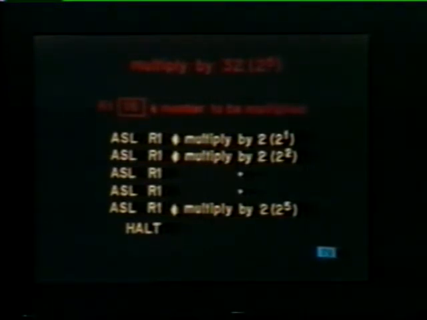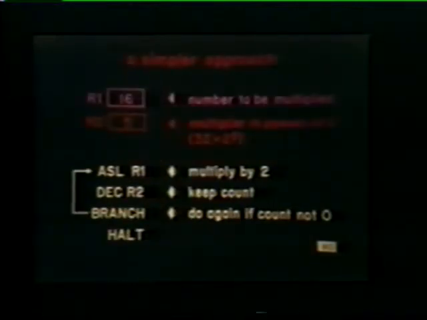Can we reduce the number of instructions required to perform this multiplication? Yes, there is a simpler approach using the looping technique. As before, the number to be multiplied is placed in R1. In this case, however, we load R2 with a multiplier expressed in powers of 2.